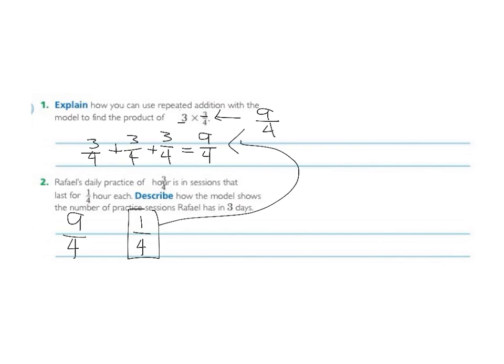We can write this out as 1/4 plus 1/4 plus 1/4 plus 1/4, but that would take us a really long time. So instead we can write it as there are 9 groups of 1/4. So that means in those 3 days, he is going to practice 9 times. Each one will be 1/4 hour long, 1 unit fraction. Let's continue on to the next page.